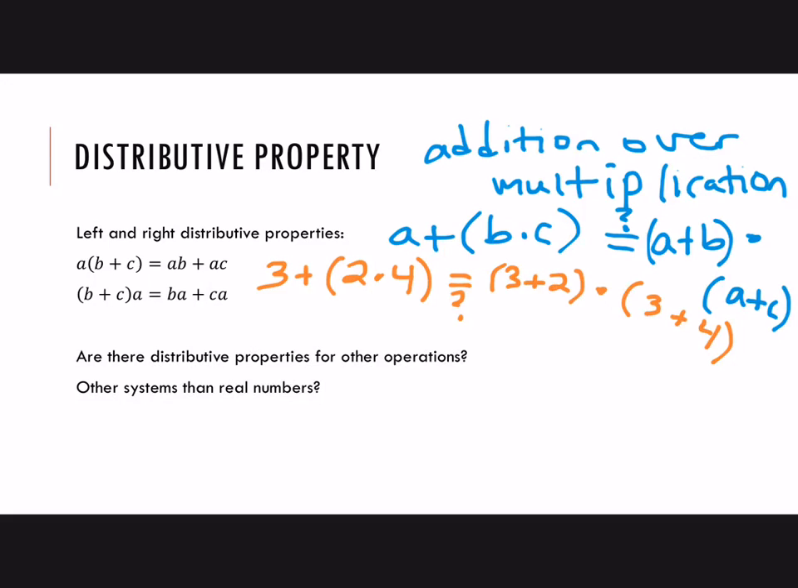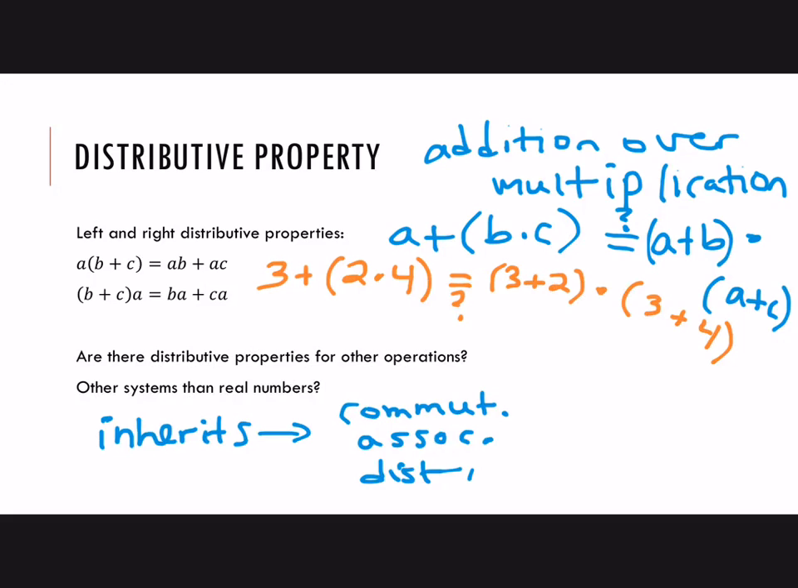What about other systems than real numbers? Well, here's a fact about these first three properties. We say that any subset of the real numbers inherits some of these properties from its larger parent set. So any subsets of the real numbers inherit the commutative property, the associative property, and the distributive property.